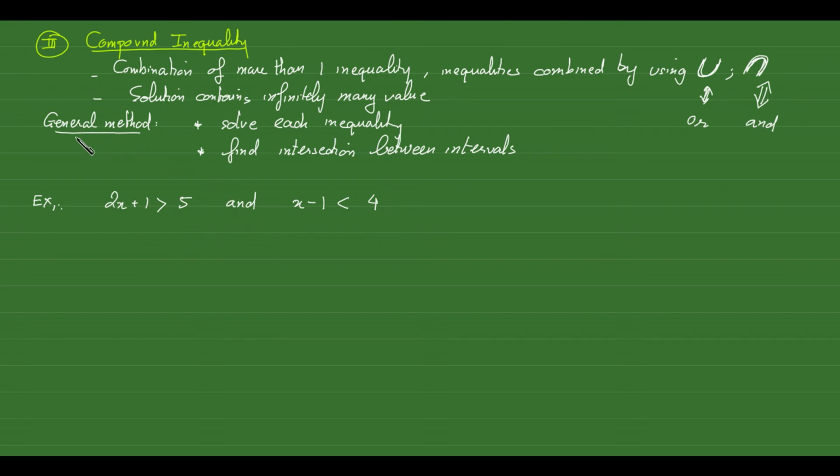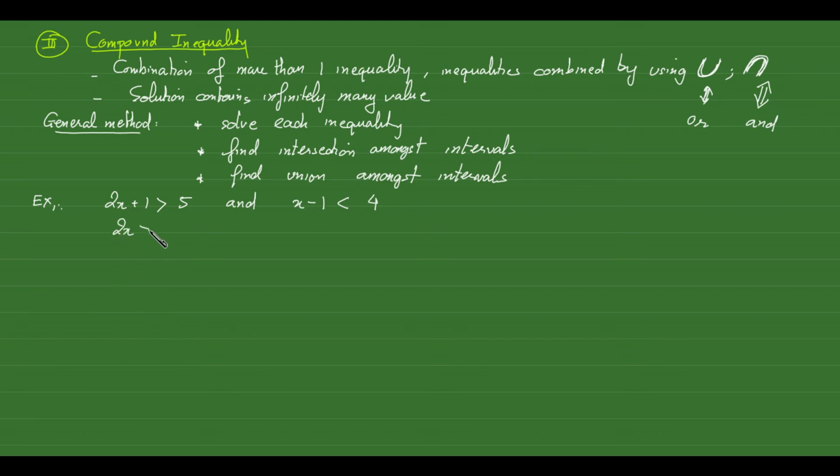I'm going to add a little bit over here for the general method, because sometimes the question is "or" instead of "and", so I'm going to put over here: find union among intervals. Okay, so I'm going to change this a little bit, it should be "among". Now I'm going to solve each of them over here.